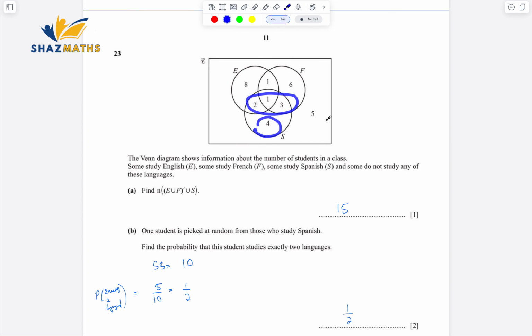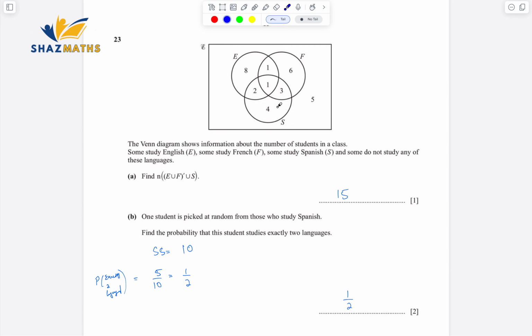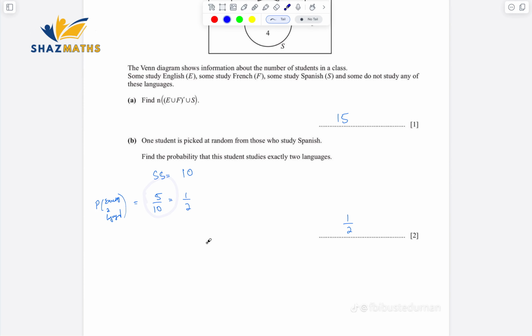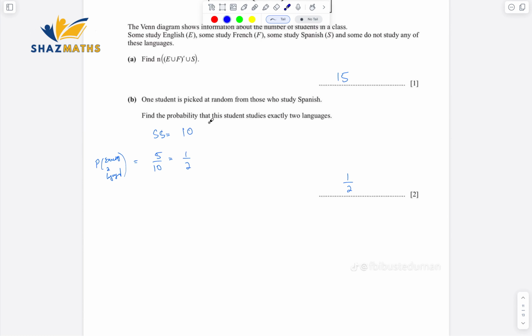One student is picked at random from those who study Spanish, from these ones. So the sample space would be 4, 3, 7, 8, 9, 10. Find the probability that this student studies exactly 2 languages. It can't be 3, so either 2 or 3. That means 5 over 10. So that's 2 by 10 plus 3 by 10, which is basically 5 by 10. The probability of exactly 2 languages is 1 over 2.